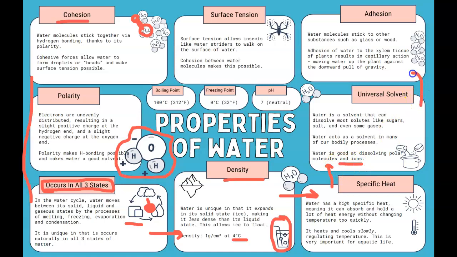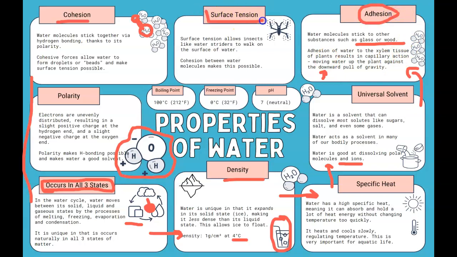So continuing up around our circle, we'll move up to adhesion. Water molecules stick to other substances such as glass or wood. Adhesion of water to the xylem tissue of plants results in capillary action, and this is what makes the water move up the plant against the pull of gravity so the plant can have the water. So that would be the property of adhesion.